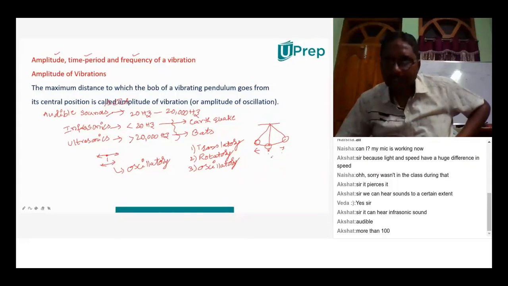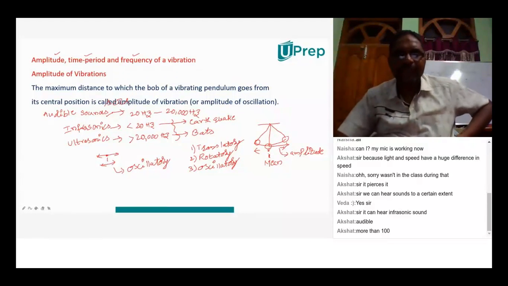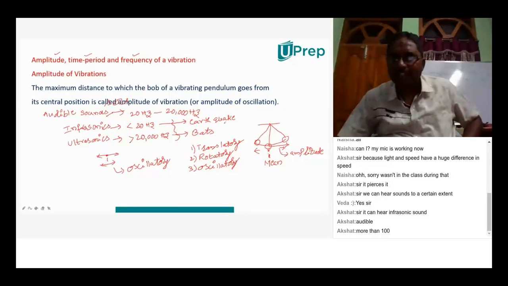What we mean by amplitude: just now I said this is the mean position, the central position. From this central or mean position, the maximum distance that a particular vibrating thing can move is known as amplitude. The maximum distance to which the bob of a vibrating pendulum goes from the central position is called the amplitude of vibration. So here he has taken this example to understand.